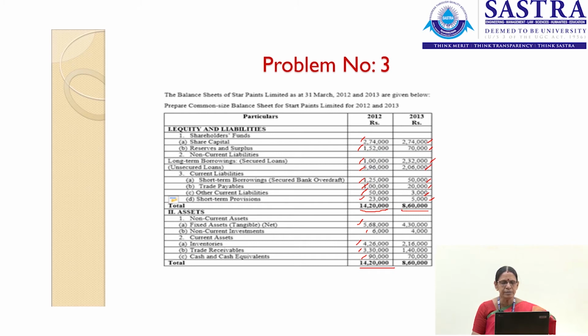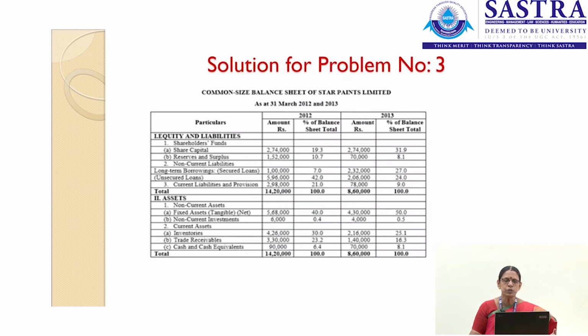Again non-current assets consist of fixed assets 4,30,000, then we have non-current investments as 4,000, current assets include the inventories of 2,16,000, then trade receivables 1,40,000, then cash and cash equivalents, along with the bills receivable, also 70,000, so in total we have 8,60,000. We have the solution for this problem.